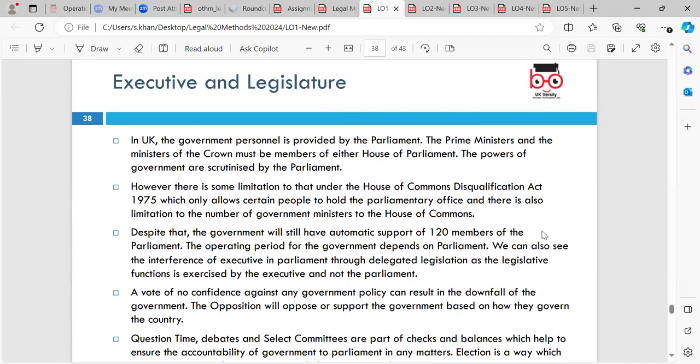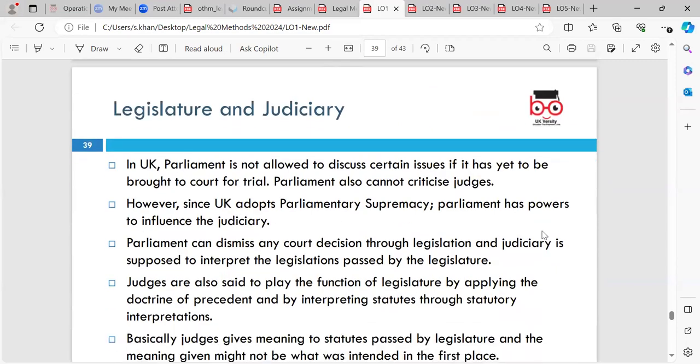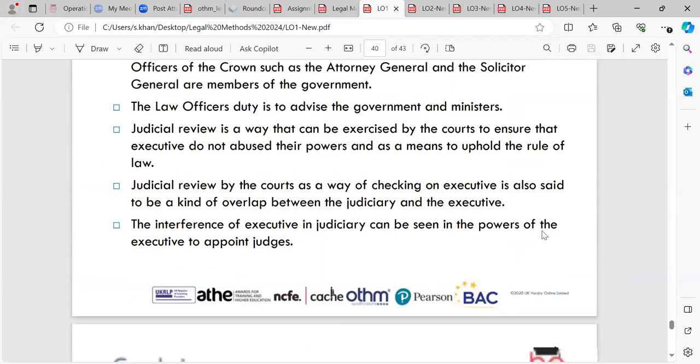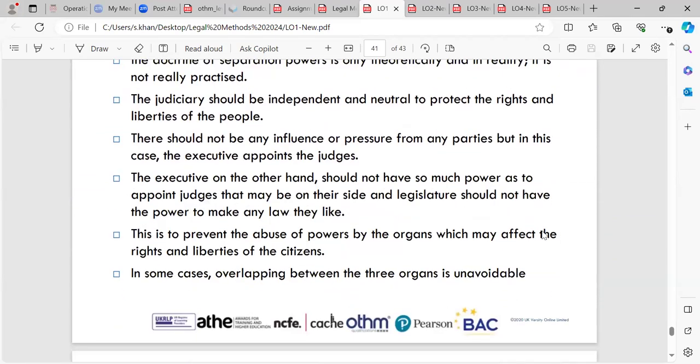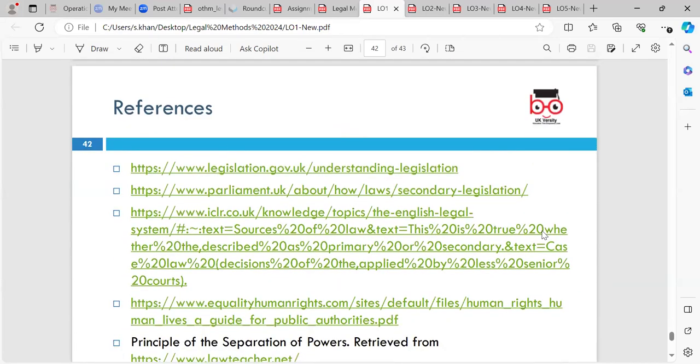So how the executive and legislature work together, how the legislature and judiciary work together, and also the executive and the judiciary. We then concluded with regards to separation of powers and why there was a need to have separation of powers. And then we provided a reference list.